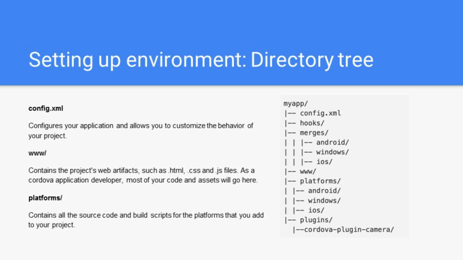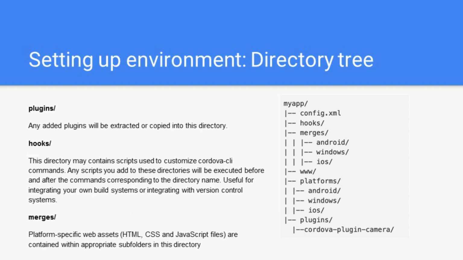config.xml configures your application and allows you to customize the behavior of your project. www contains the project's web artifacts, such as .html, .css and .js files. As a Cordova application developer, most of your code and assets will go here. Platforms contains all the source code and build scripts for the platforms that you add to your project. Plugins. Any added plugins will be extracted or copied into this directory.